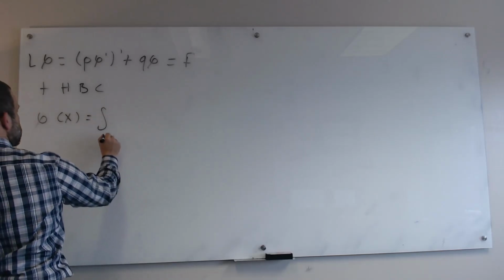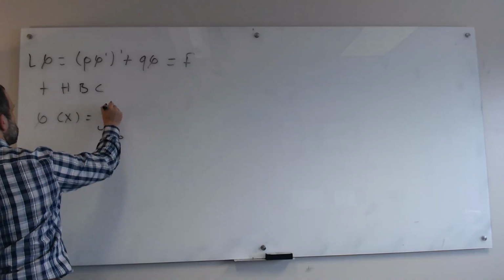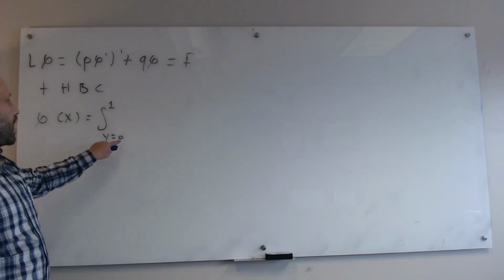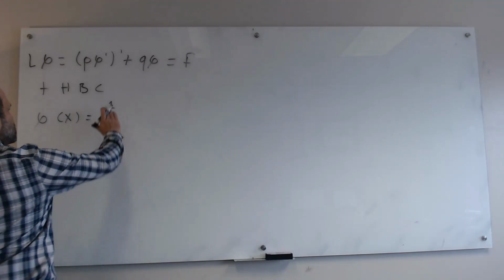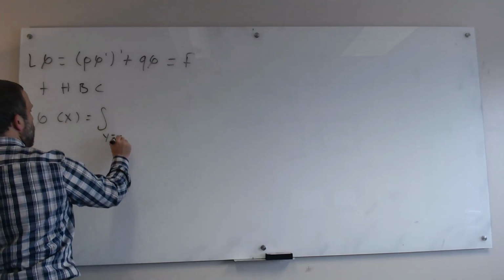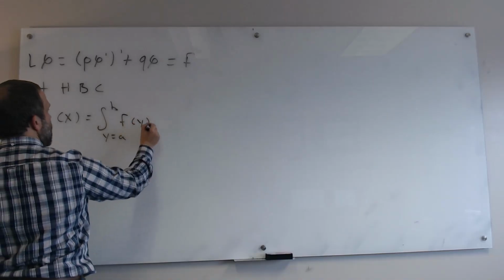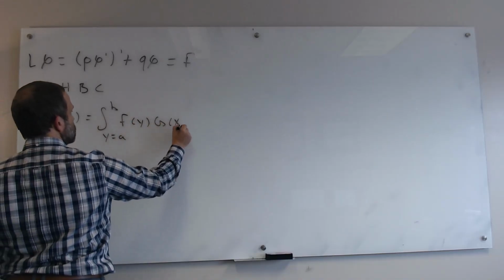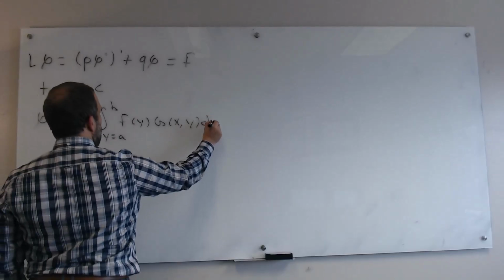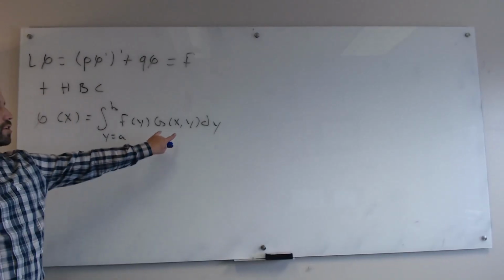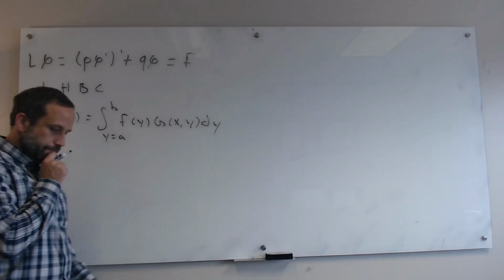is true. So we look at the integral from y equals 0 to 1. In general, it would be y equals a to b. Let me actually do that now. The integral from y equals a to b of f of y times g of x, y dy. So you want to find some Green's function that satisfies this.